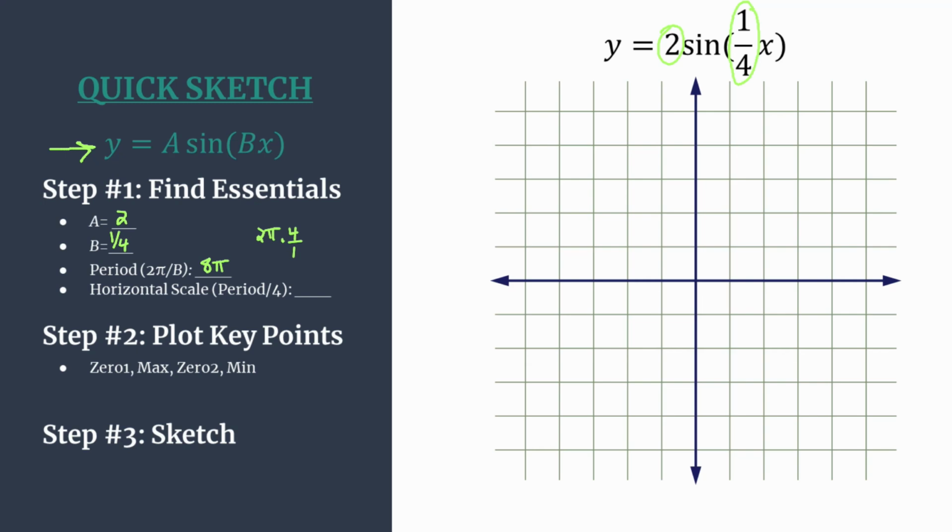Now, we're going to set our horizontal scale very intentionally. This will make for a nice clean graph. Just take the period and divide by 4, since we have 4 key points in step 2. That'll make each point align with a tick mark horizontally. All right, so 8 pi divided by 4 is just 2 pi. That's how we'll count to label the horizontal axis. So we have 2 pi, 4 pi, 6 pi, and then 8 pi.